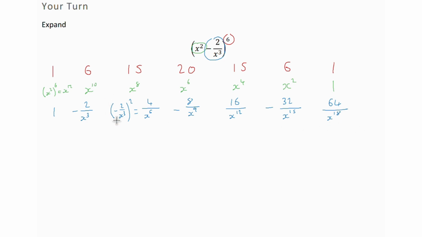Now, you possibly still need to write out this each time to make sure you're not making mistakes with signs and the various powers going on there. And that's absolutely fine if you're writing out all those steps.